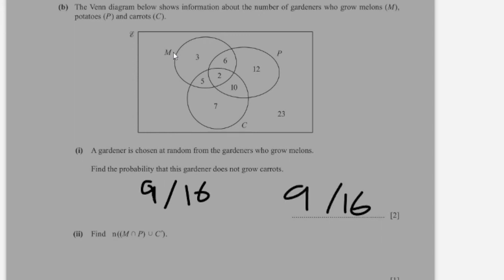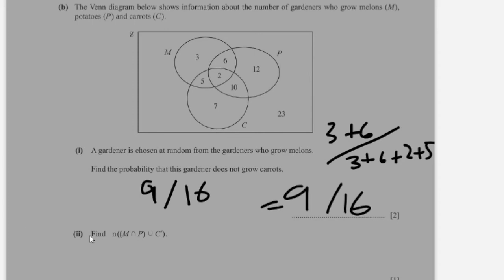And we want to show the working since the question is of 2 marks. So we want the gardeners being melons and potato growers divided by the total number, which is 3 plus 6 plus 2 plus 5. And we have the answer over here.